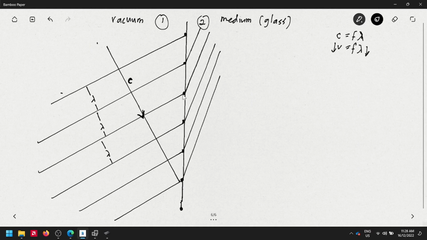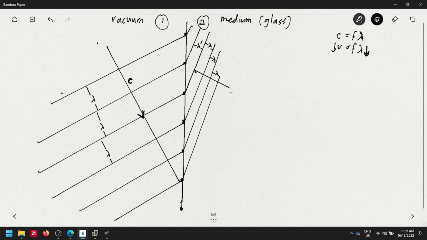So that the wavefront in the outside region is connected to the wavefront in the medium. They have to be connected together. But to reduce the wavelength, I have my new wavelength because the speed has been reduced, so I have a smaller spacing. That's the reason why the light is bending itself: it wants to connect with the wavefront, but it also wants to reduce the wavelength. So that's why it has to bend.